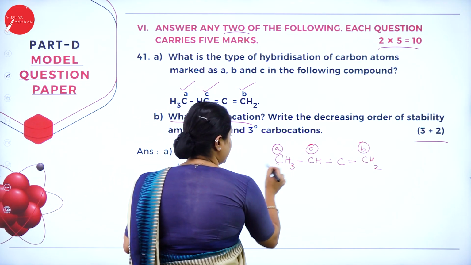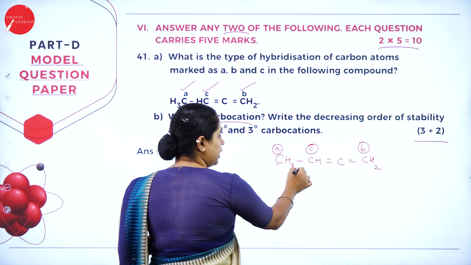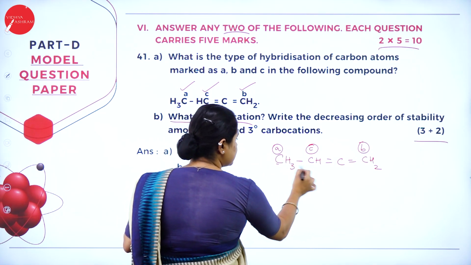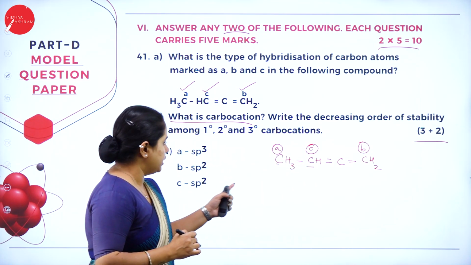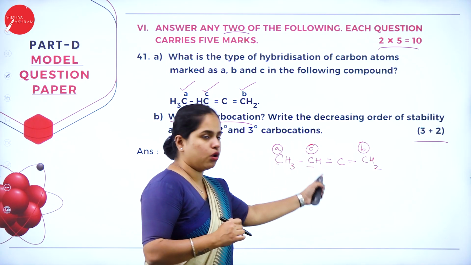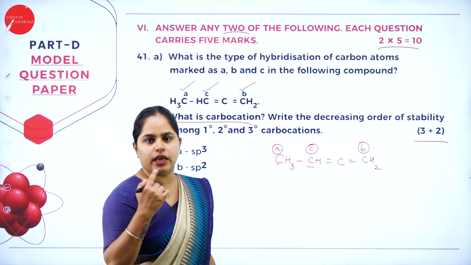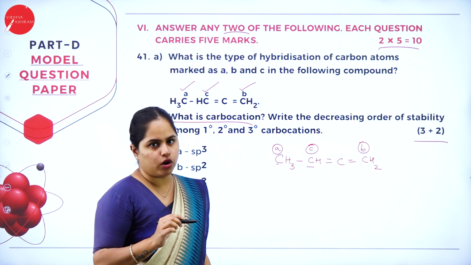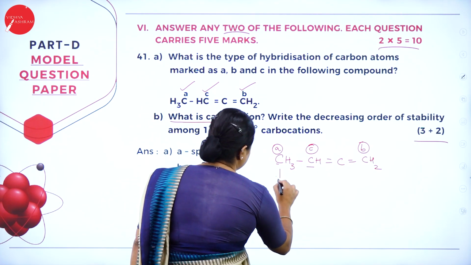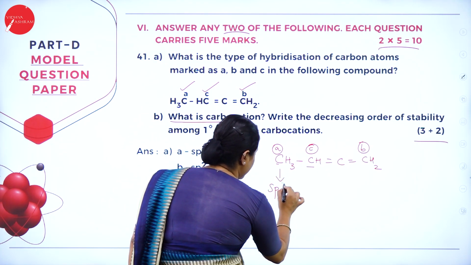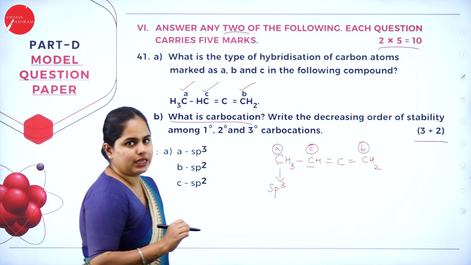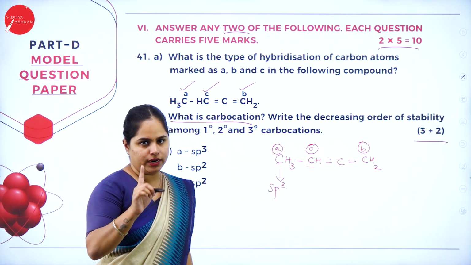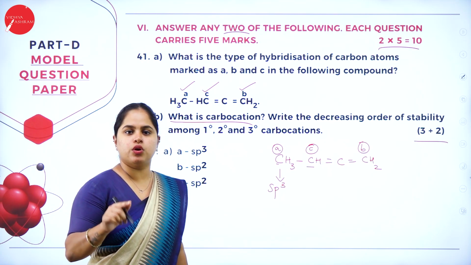This carbon atom is attached to 3 hydrogen atoms as well as another carbon atom. So there is a total of 4 bonds which it is forming. So it forms sp3 hybridization. This is how you can easily identify it. That is 1s and 3p, so that gives you a total of 4.